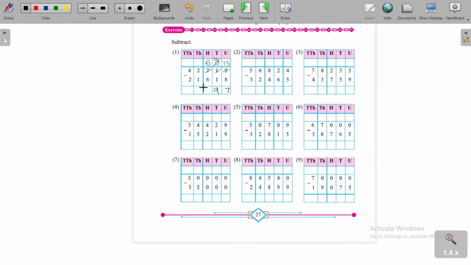6 minus 6 is 0. 2 minus 1 is 1. 4 minus 2 is 2.